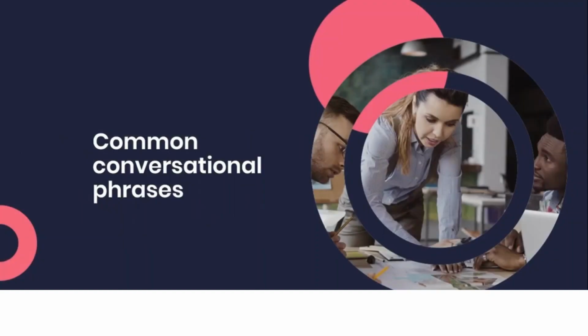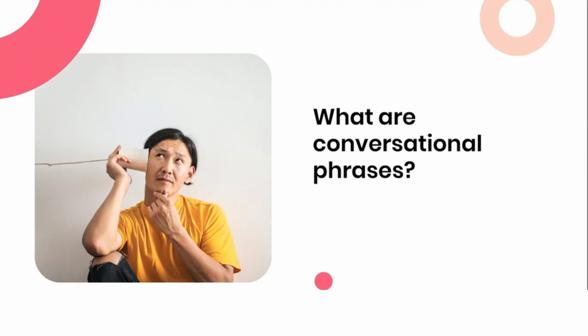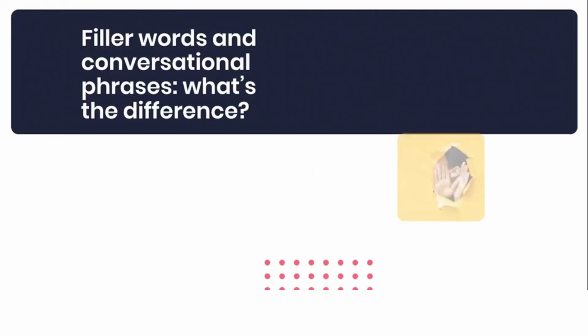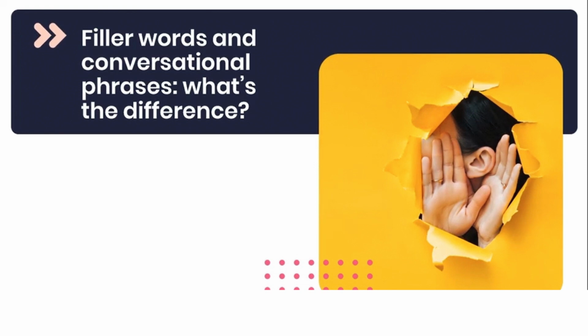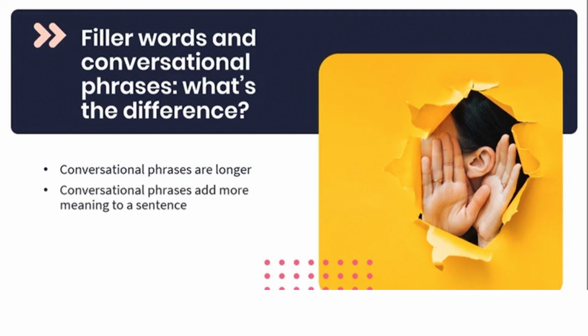But now, let's move on to our second core topic for this lesson: common conversational phrases. These phrases are similar to filler words because they also tend to fill gaps. There are 3 differences. Conversational phrases are longer. They usually consist of 2 or 3 words. They also add a little more meaning to a sentence than fillers. As you know, fillers don't add much meaning. Lastly, they can help to express emotion.